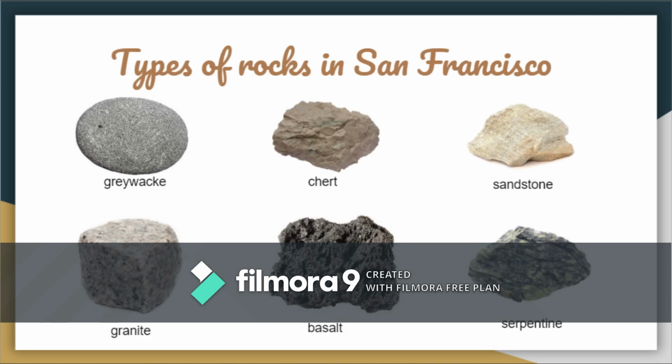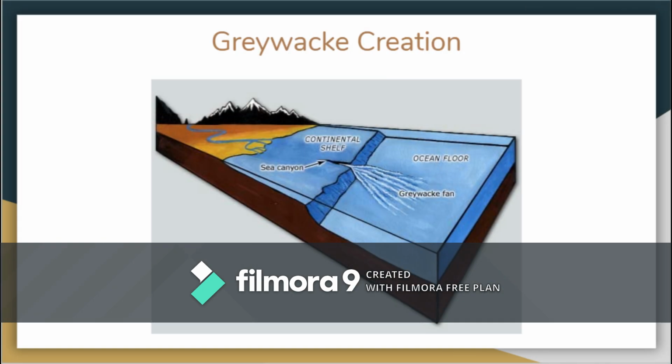So there are many types of rocks in San Francisco. You have greywacke, chert, sandstone, granite, basalt, and serpentine. These rocks are spread all across the Bay Area. So first up, you have greywacke.